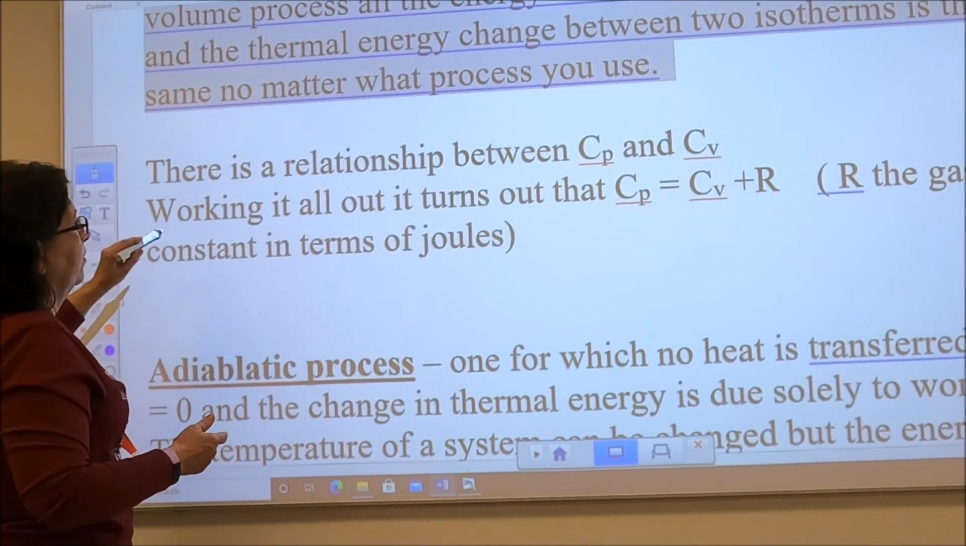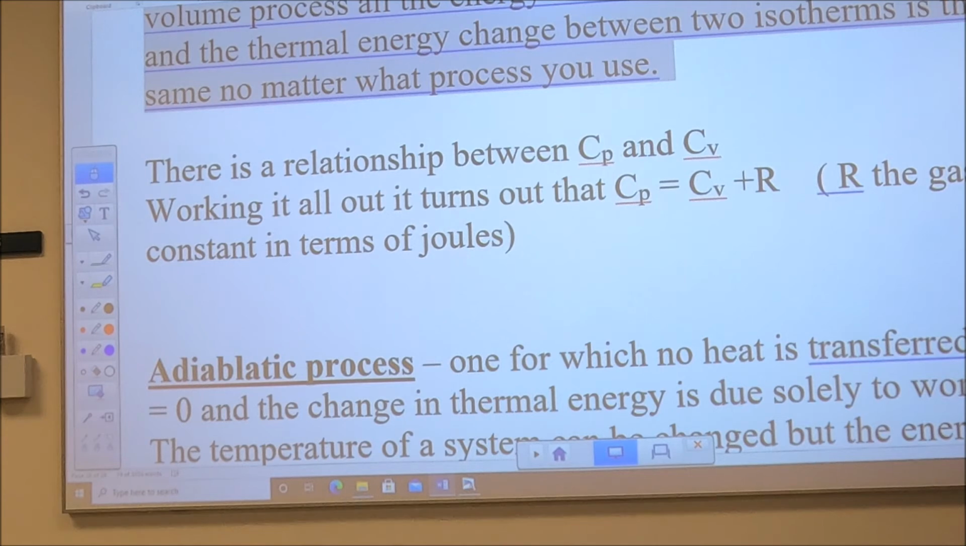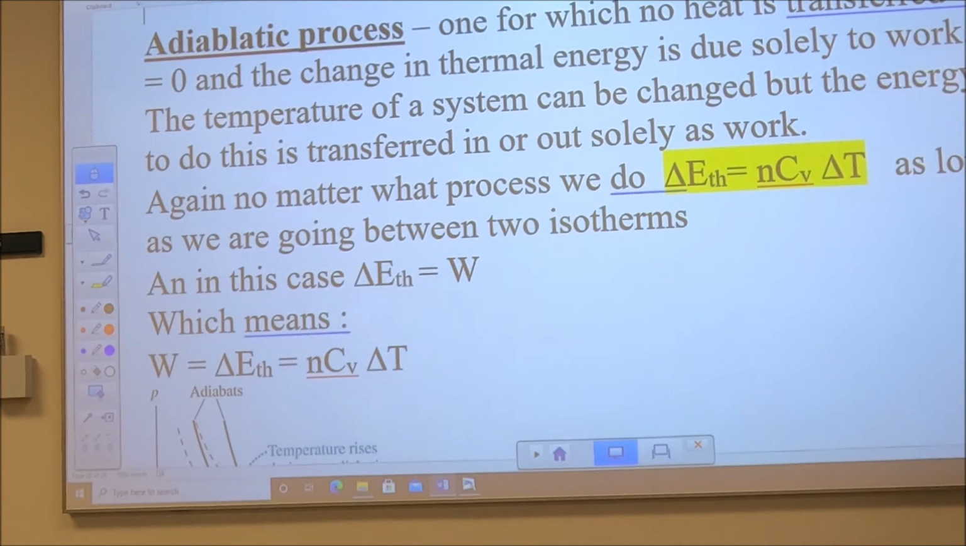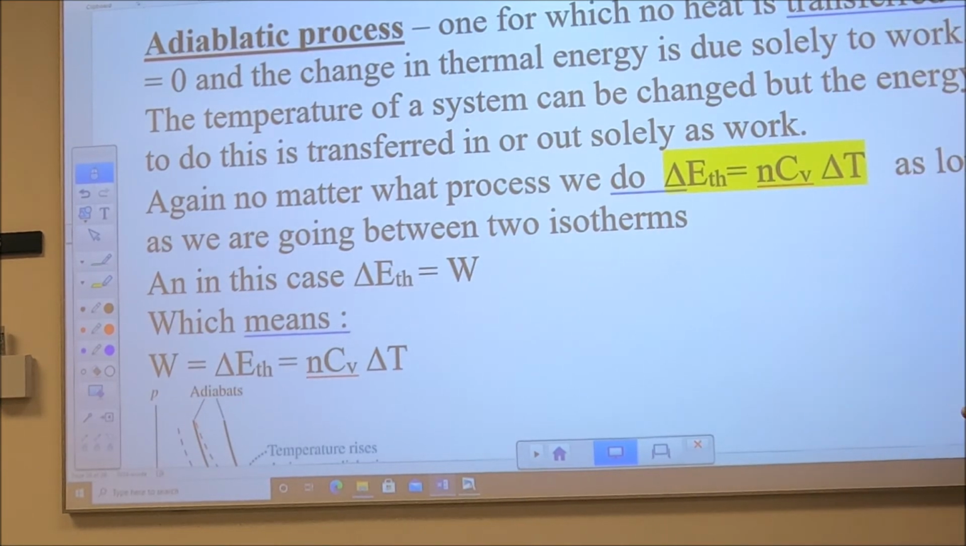Okay? Now, we've talked about the relationship between C sub P and C sub V. C sub P equals C sub V plus R, where R is the gas constant in terms of joules. And lastly, adiabatic process. An adiabatic process is one for which no heat is transferred in or out. Heat is zero. But the temperature of the system is going to change because we're putting energy into the system as work, or we're taking energy out of the system as work. But even for an adiabatic process where there is no heat flow in or out, I can still calculate the change in thermal energy of the system as n C sub V delta T.